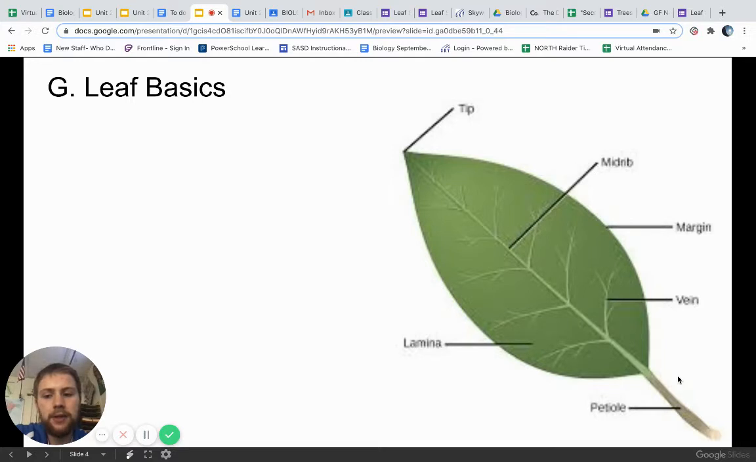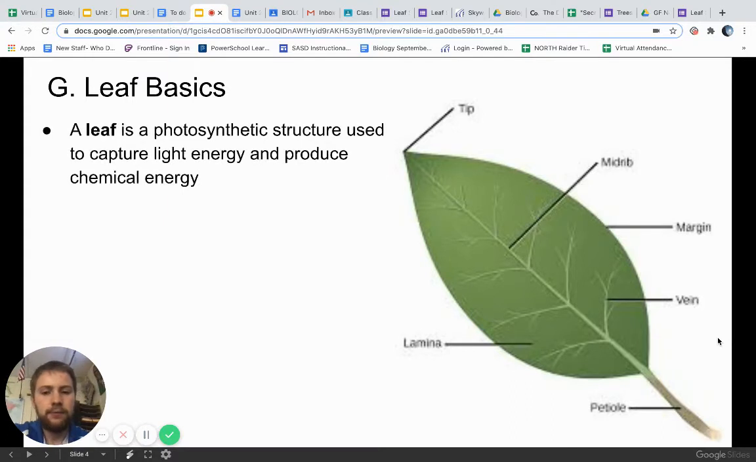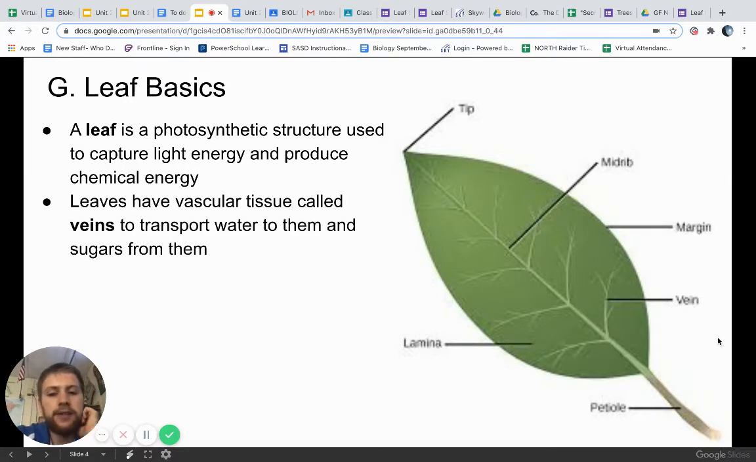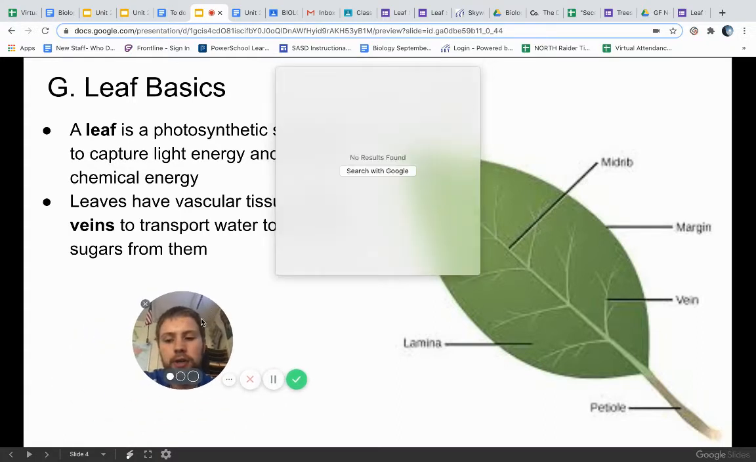So first, let's talk about leaf basics. The actual structure of the leaf is a photosynthetic structure used to capture light energy and produce chemical energy in the form of sugars like starches and glucose. Leaves have vascular tissue that are called veins, and that allows them to transport water from the roots to the leaves, and it allows them to transport sugar from the leaves down to the roots, where they're stored in many vegetative structures like tubers, for example. Tubers are a great nutrient storage structure.